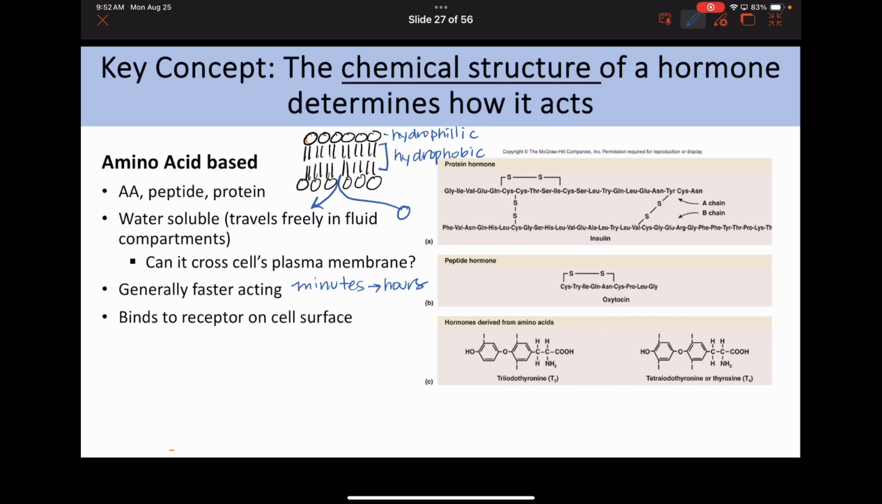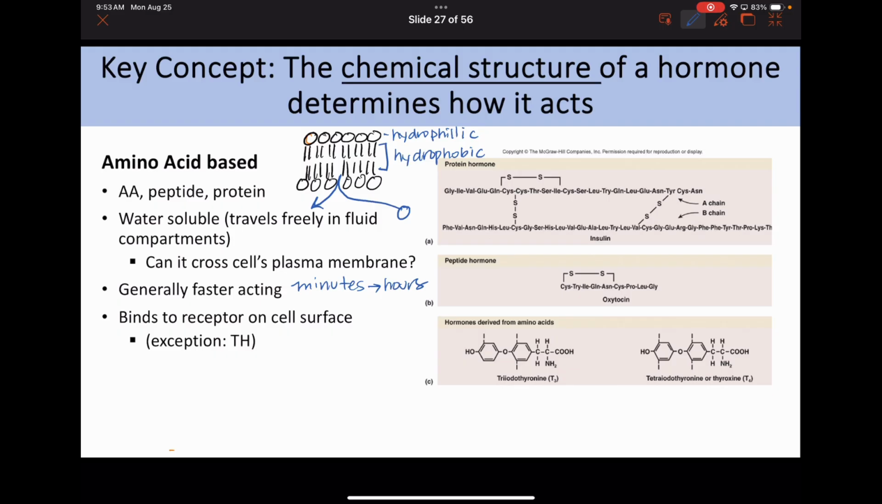Again, they're faster acting because they bind to a receptor on the cell surface. There's no need to cross the plasma membrane. They just bind straight from the outside. There is one exception, though, and that is thyroid hormone. I said before, we have different sizes of amino acid-based hormones. It can be a large protein hormone like insulin that is made up of about 51 different amino acids. It could be oxytocin, which is a pretty short string of amino acids. Or thyroid hormone, which is actually derived from a single amino acid. Very, very small, just one amino acid.